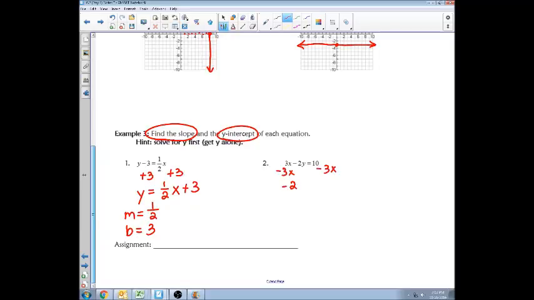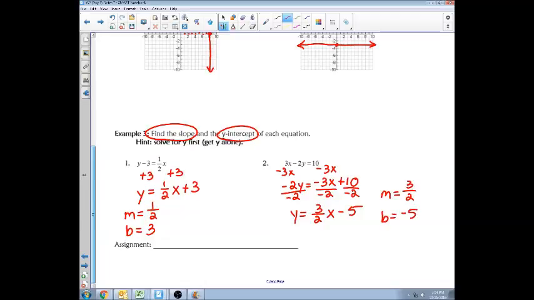That would leave me with negative 2y is equal to negative 3x plus 10 because our slope-intercept form always has the x first. Okay? Now to finish this off, I need to get y by itself, so I'll divide by negative 2 across the board. So y equals negative 3 over negative 2. A negative divided by a negative is a positive, so it will just be 3 over 2x. 10 divided by negative 2 would be negative 5. So my slope would equal positive 3 over 2. My y-intercept would equal negative 5.